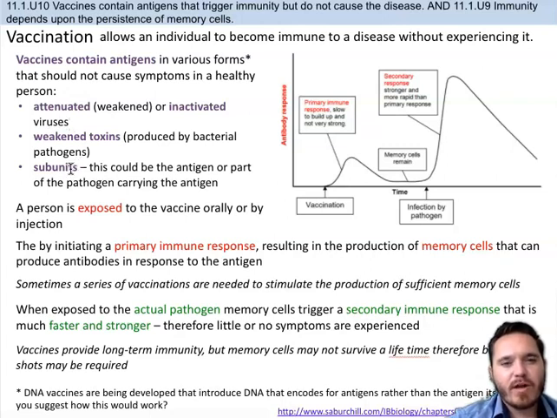Then we've also got subunit vaccines, which could be just the antigen or part of the pathogen carrying the antigen. So again, we're just introducing the antigen to the body so that it has that specific immune response.